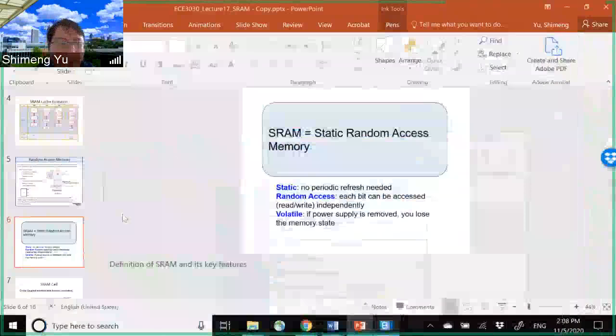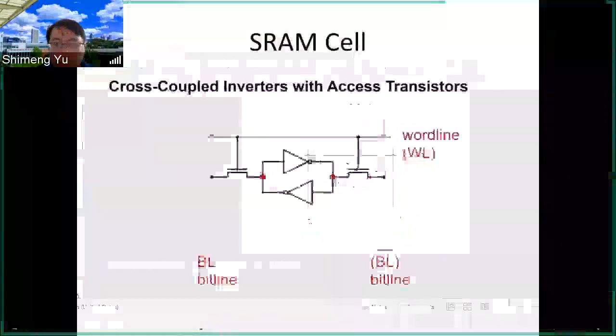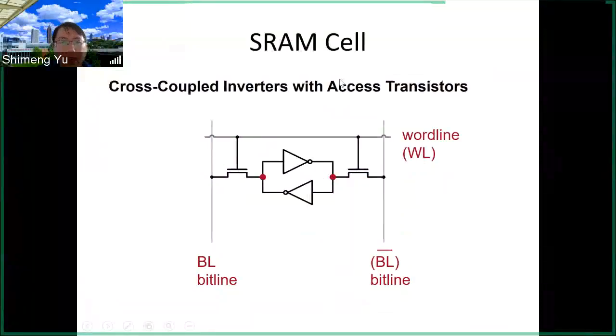Okay. Then let's talk about the SRAMs in great detail. So here, this is the SRAM cell, and we talked about earlier, SRAM is a binary memory cell. Binary memory means one cell is going to store only 1 bit information. So it's 1 bit per cell.